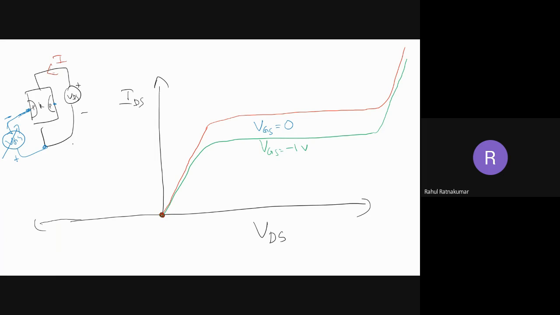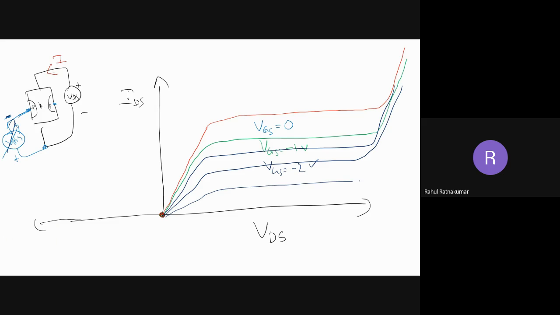Now again I increase my reverse voltage. So again a new curve, something like this. Say this is VGS equal to minus 2 volt, and I go on like this, getting curves till the cutoff value. This is VGS equal to minus 5 volts. So this is called pinch off, the pinch off voltage. There is no current here, right?